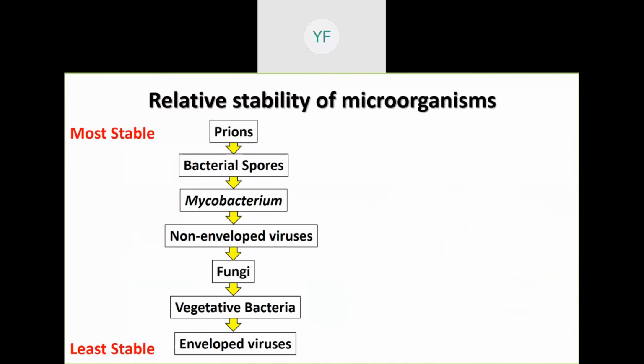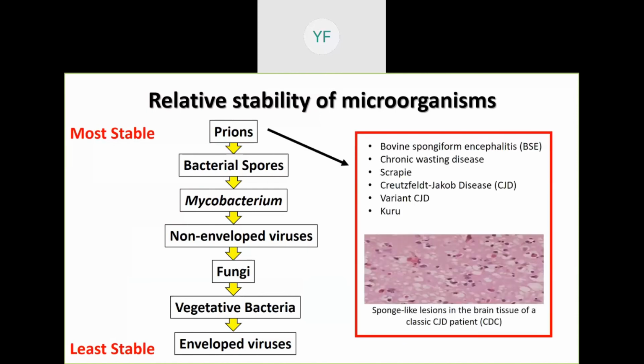So there are many different types of microorganisms that are foodborne pathogens. This slide lists them from most resistant to least stable. This means resistance to heat, sanitizers, and desiccation. So prions are really our most resistant type of foodborne pathogen.